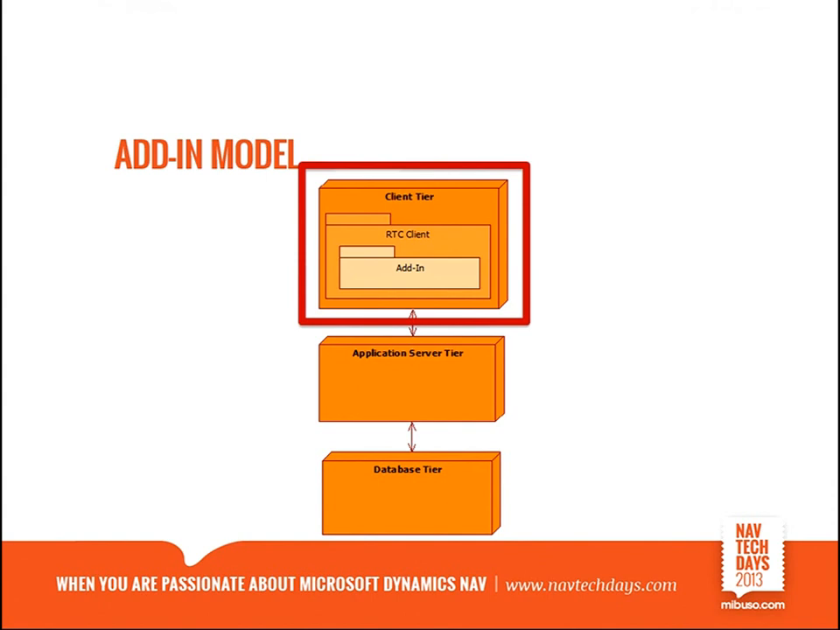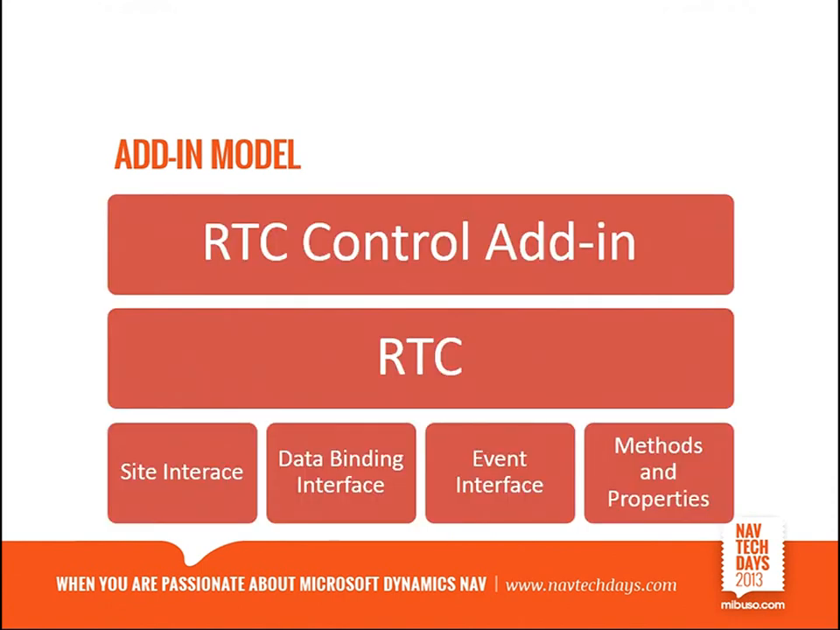If we take a look a little bit deeper at the RTC client and some of the features it gives to an add-in, how to extend it, there are basically these 4 interfaces and technologies, I would say. They are called site interface, data binding, events, and methods. These different parts give an ability to integrate and communicate with an add-in inside of the RTC client.